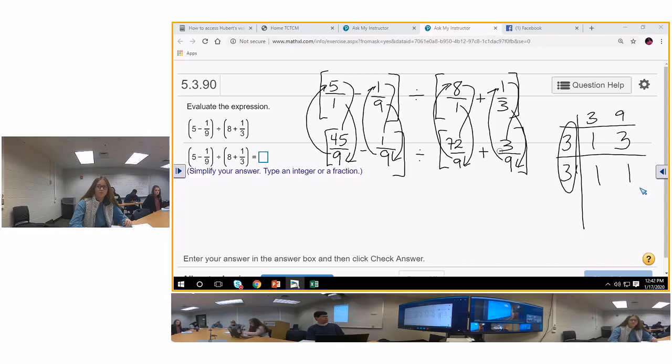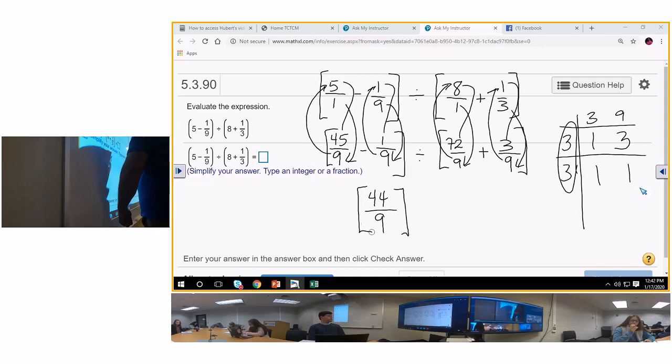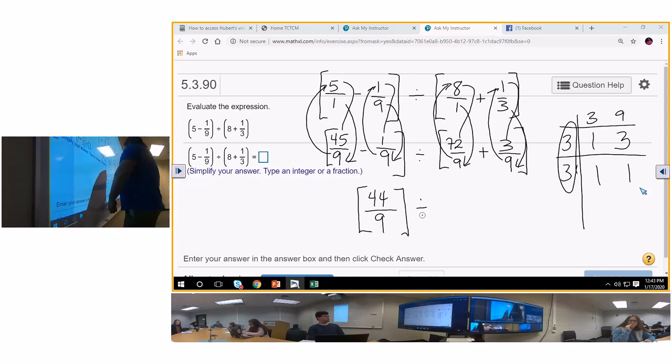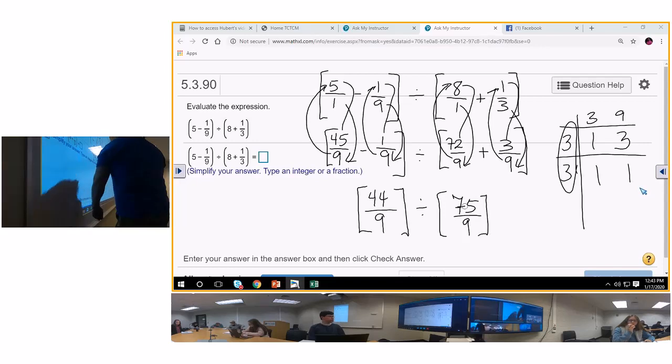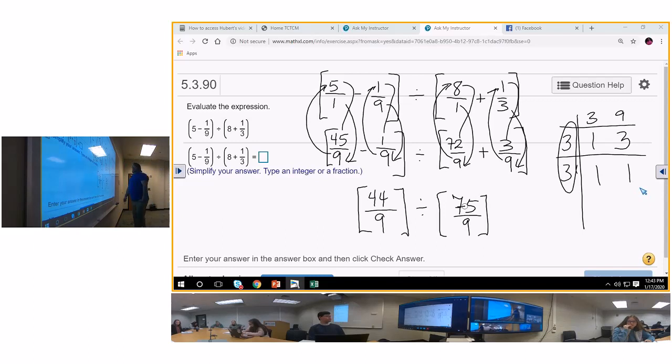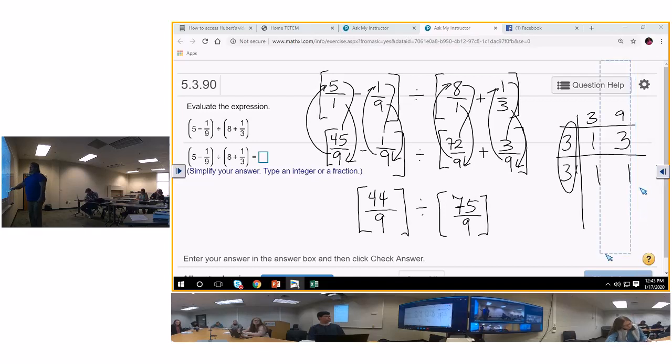What is 45 minus 1? 44, Hubert. Thank you, class. Appreciate the interaction and the communication from one person. Divided by, what is 72 plus 3? 75. Thank you again, one person. Now I have two fractions, and I am dividing, so there's no such thing as division of fractions.